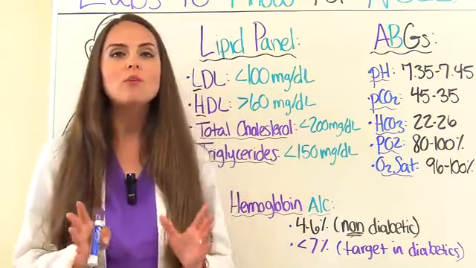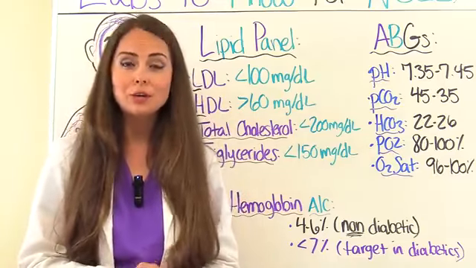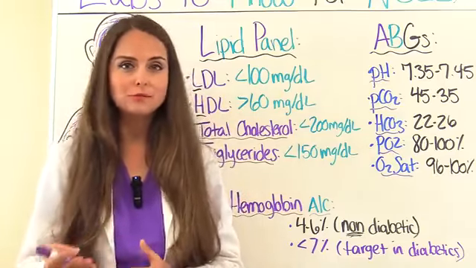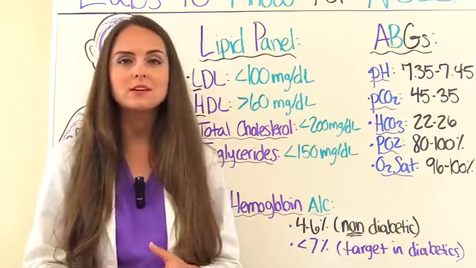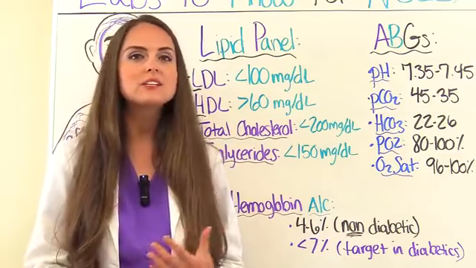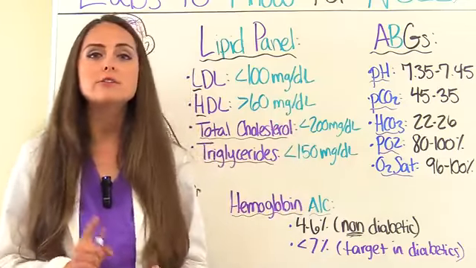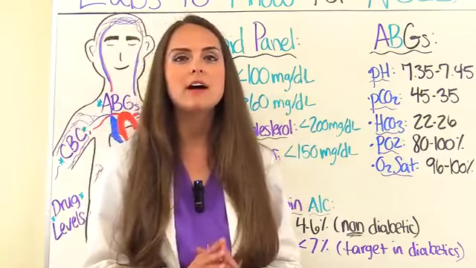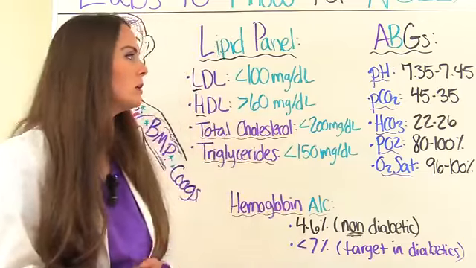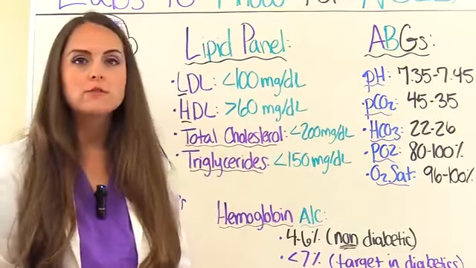I have a whole video on how to interpret ABGs to know if it's a respiratory or metabolic problem, if it's acidosis, alkalosis, compensation, partial compensation, and check out that video because it'll show you how to do the tic-tac-toe method and really simplify how to get those answers. But you want to know the normal ranges for those.